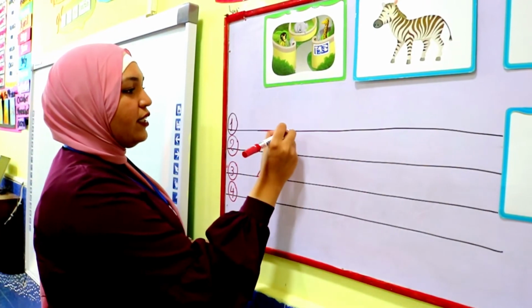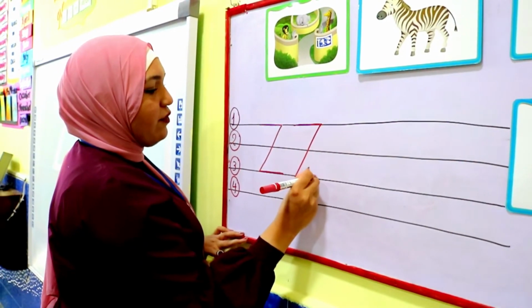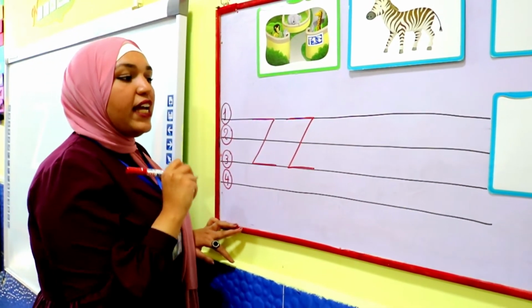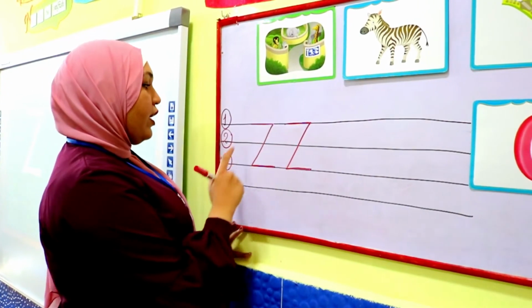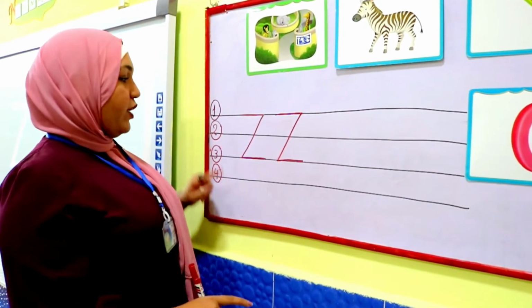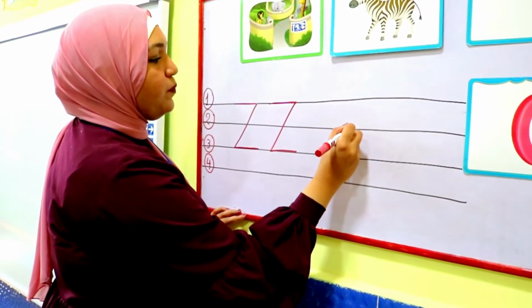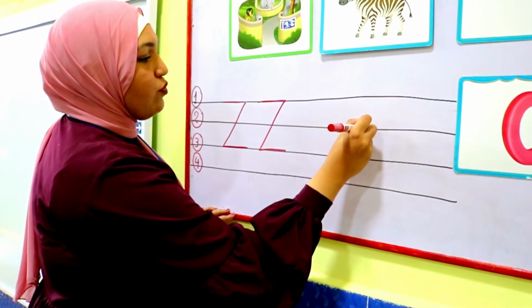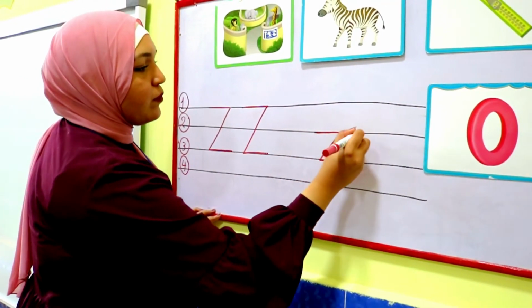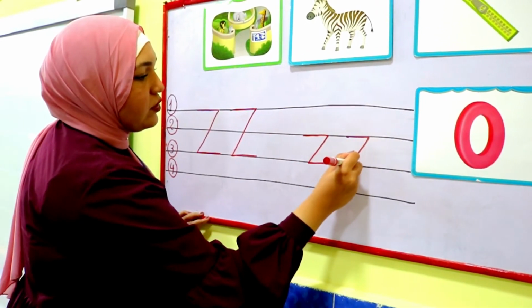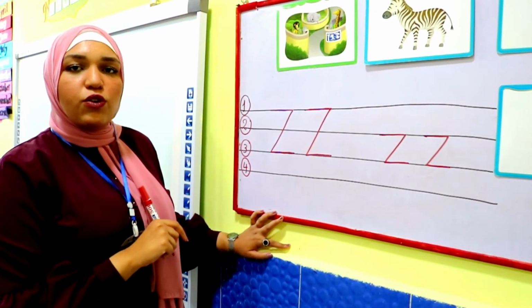Once again, left to right, down, across, left to right. Good job, KG. Now let's try to write the small case or the lower case of the letter Z. In the small case or the lower case, I start from line number 2 to line number 3. Here I will start from line number 2. Left to right, down, across, left to right. Once again, left to right, down, across, left to right. It has the same shape as the capital case or the uppercase.